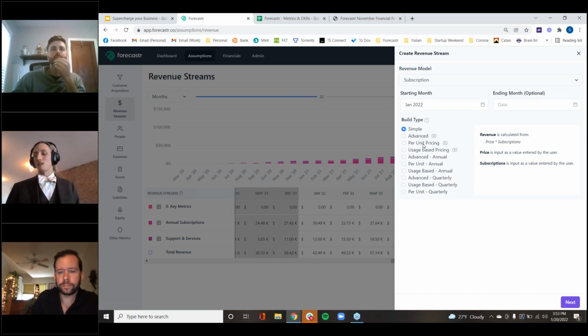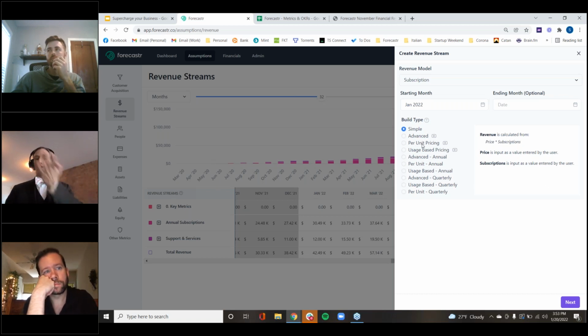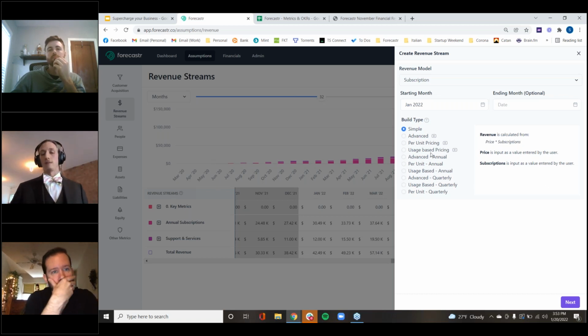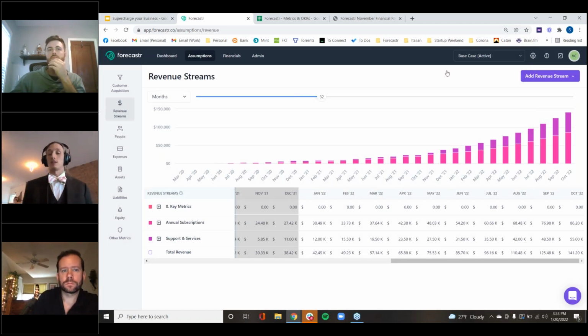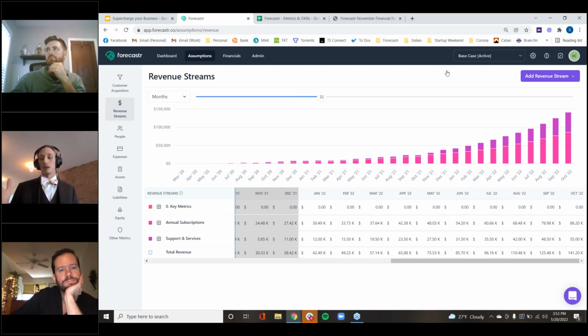If you do unit-based pricing, maybe you're per seat, or you have some kind of unit that you're pricing along, we have that, or usage-based pricing. Maybe you have annual or quarterly pricing. We offer that as well. So there's all these templates you can choose from, but then you can customize it from there. And that's one of the things that our analyst team is great to lean on for. They're expert financial modelers, and they'll help understand your business and what you want to do with the model, and then they'll help you use Forecastr to make that a reality.